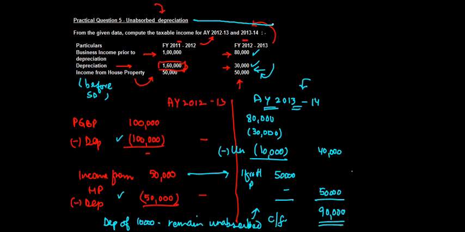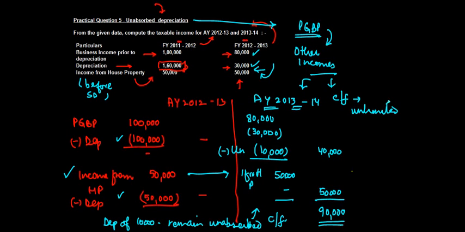So the way unabsorbed depreciation is set off is, first is, if it is for the current year, you set it off entirely against profits and gains of business and profession. Anything left, you set it off against other incomes, wherever set off is permissible. In this case, it was house property. If still you are left with something, that is carried forward for an unlimited period, right? And once you carry it forward in the next year, you can add it to the usual depreciation and deduct it.